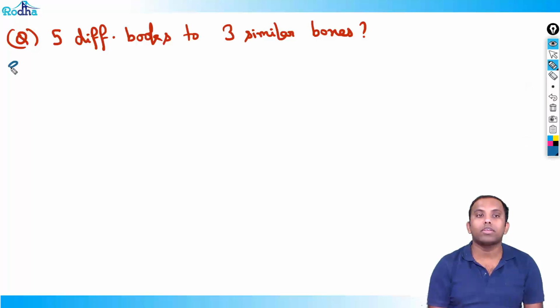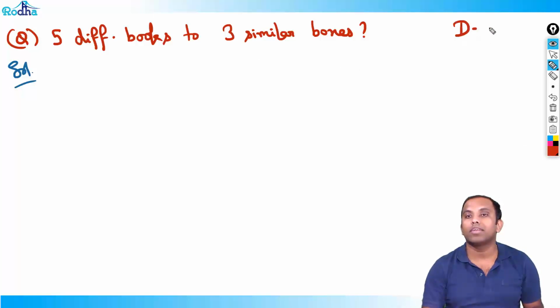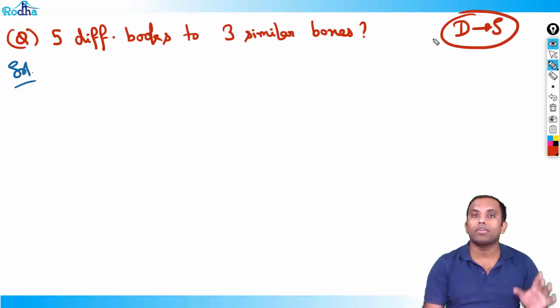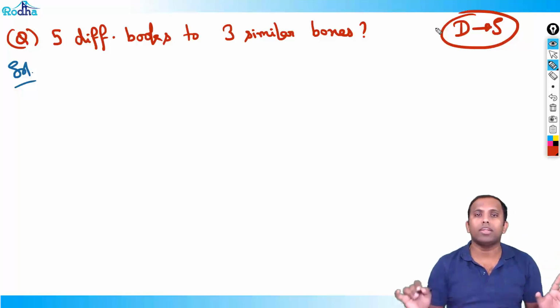Now don't leave the question in the exam. If you face an exam question like 5 similar balls to 3 different bags, you'll say, sir, you only taught for books and boxes. What is the criteria? It is different to similar. For all the cases where distribution is from different to similar, you can apply this funda quite easily.